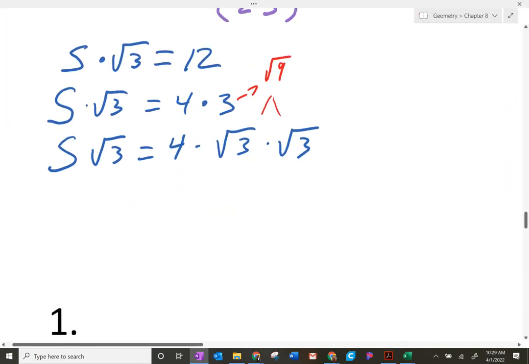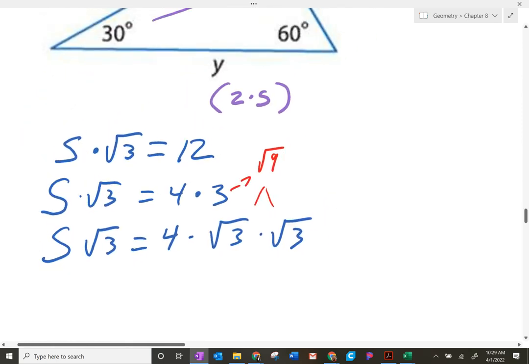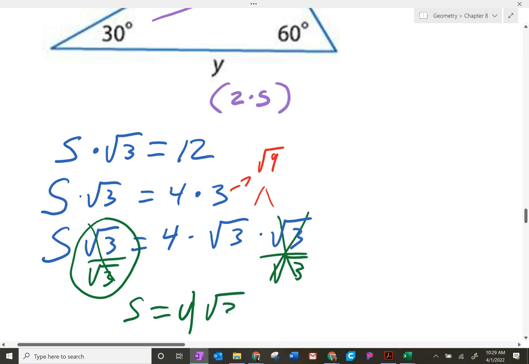Okay, so I've got S radical 3 equals 4 times radical 3 times radical 3. I'm going to divide it by this number here, so these ones will cancel out. I want to divide this one by radical 3, and these ones cancel out. So what's left is going to be my S value. My S value equals 4 times radical 3. That part got canceled out, that part got canceled out, and I've got S equals 4 radical 3.